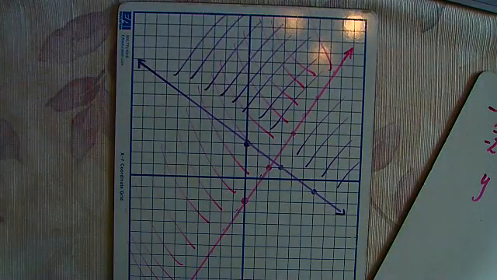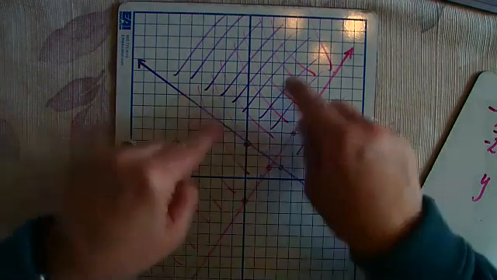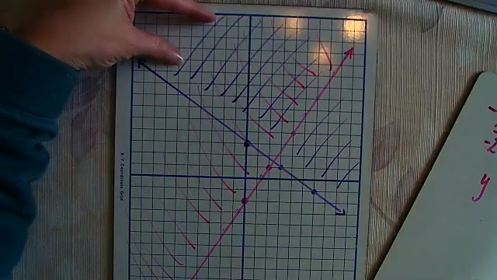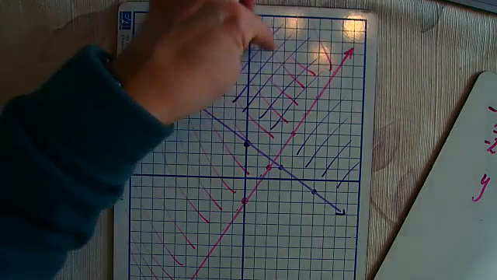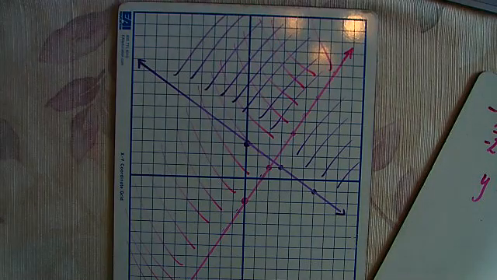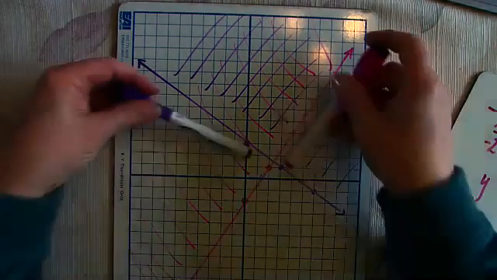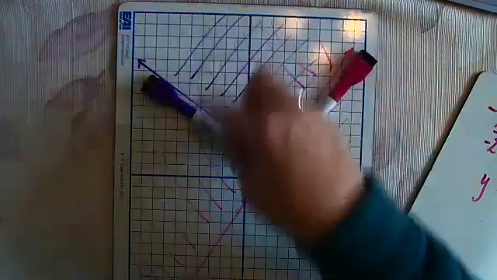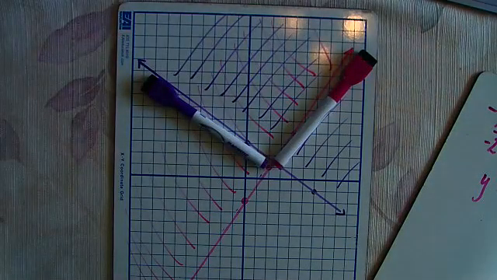Okay, and again, when you're looking for the solution to a system, you're looking for that section that is shaded twice. So if you can tell from my graph, you can kind of see like the little crosses here. In this section here, it is both pink and purple. So anything in this section right here would be a solution to both inequalities.